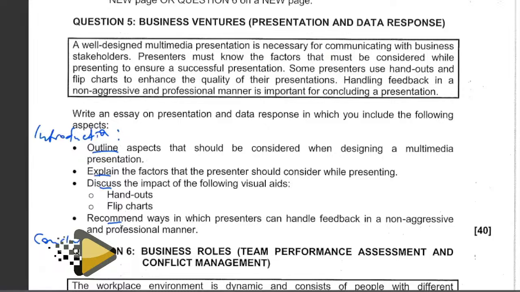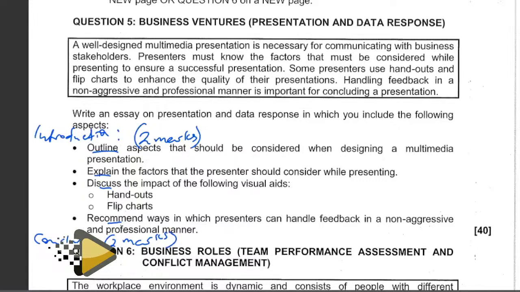And also, grade 12, here you should be very, very clear. What you must know is that you should always make sure that you understand what should be done. That's what you must always do. So okay, right, now let's check this question. The question says write an essay on presentation and data response in which you include the following.